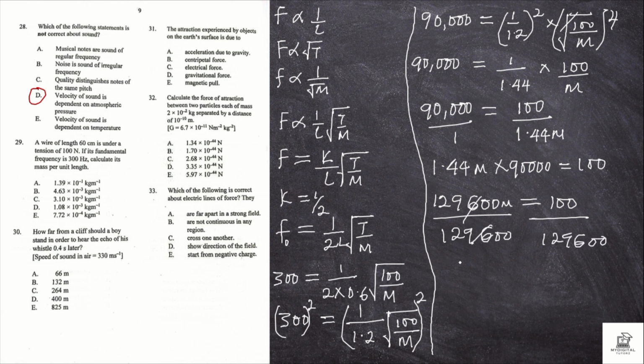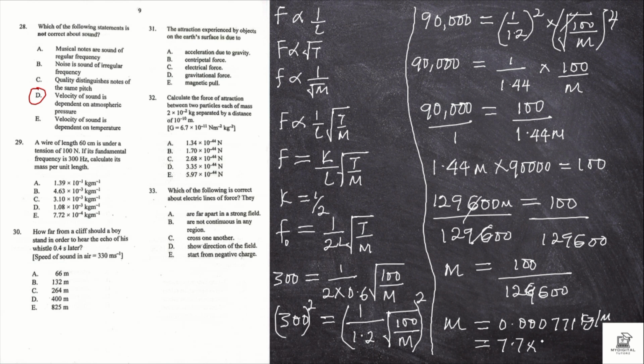So I have mass per unit length equal to 100 all over 129,600. So mass per unit length will be equal to, that should be 0.000771 kilogram per meter. So convert it to standard form, it will be 7.7 times 10 raised to power minus 4 kilogram per meter.